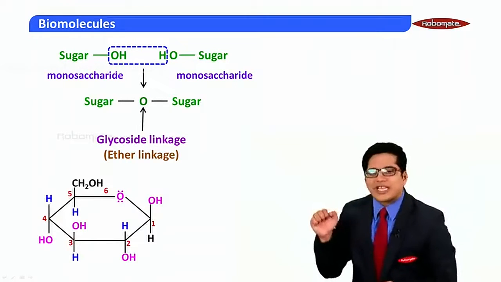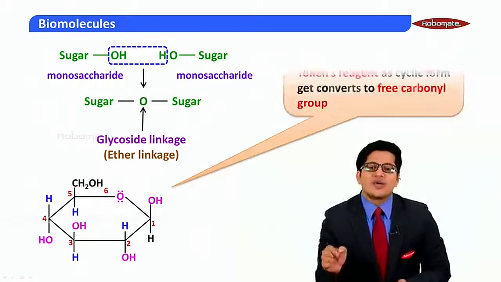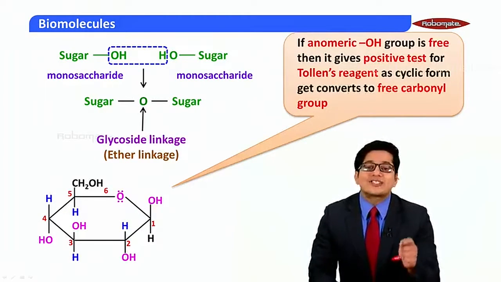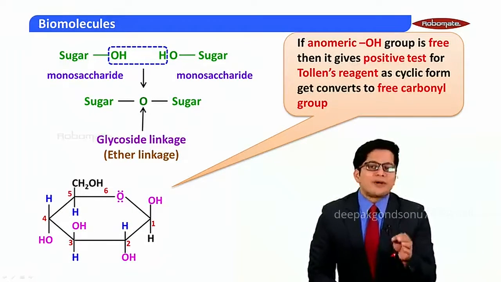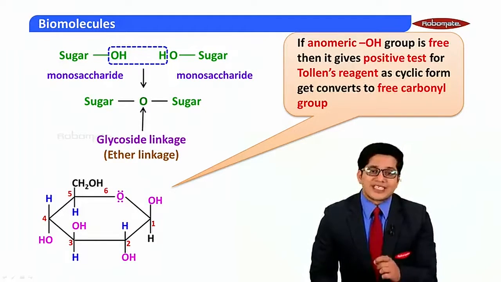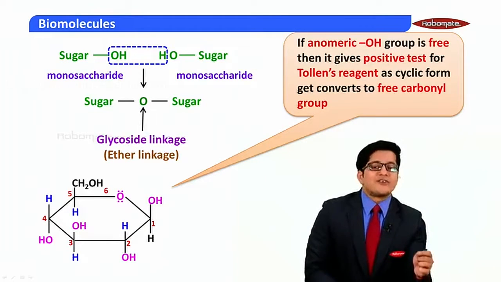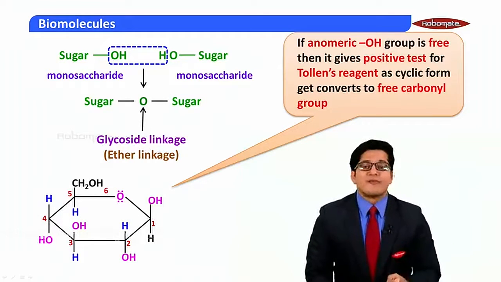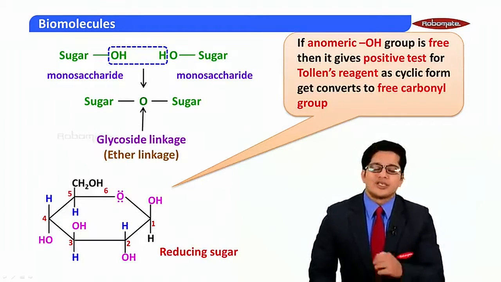I have a monosaccharide right now over here. In this case, if there is a directly attached OH group on the anomeric carbon, then it will give a positive test with Tollens reagent, the cyclic form getting converted into a free carbonyl group. And we would call these types of monosaccharides or sugars reducing sugars.